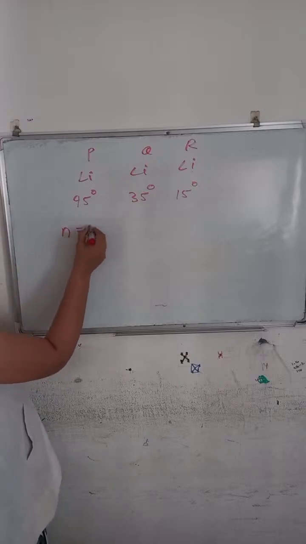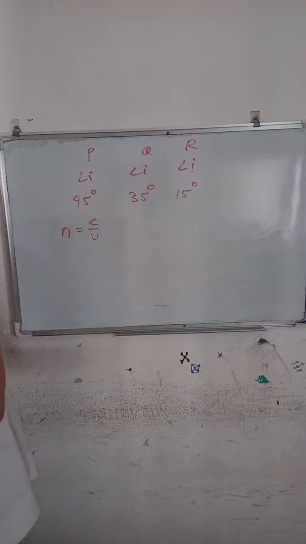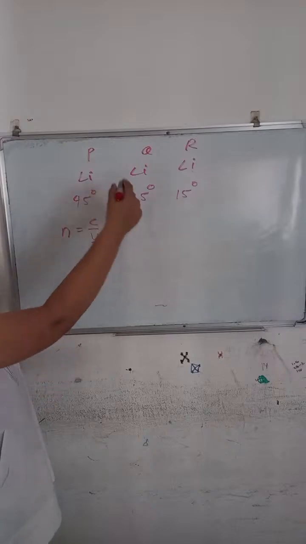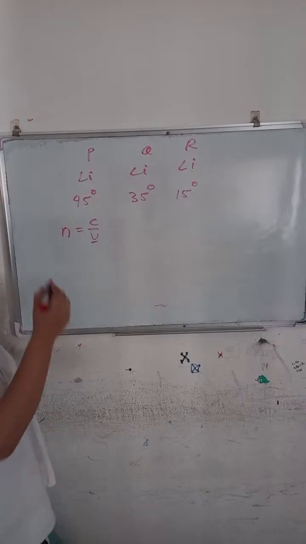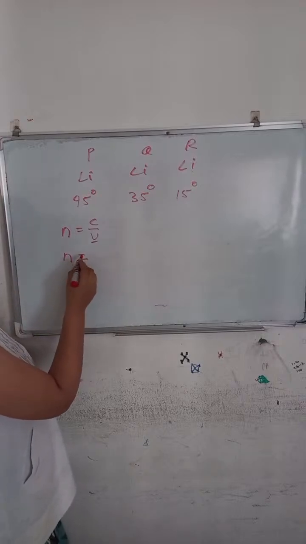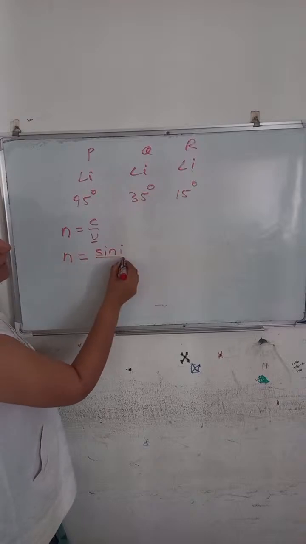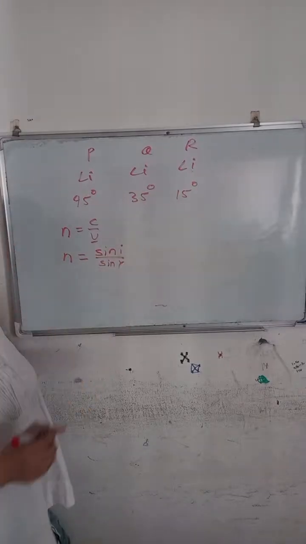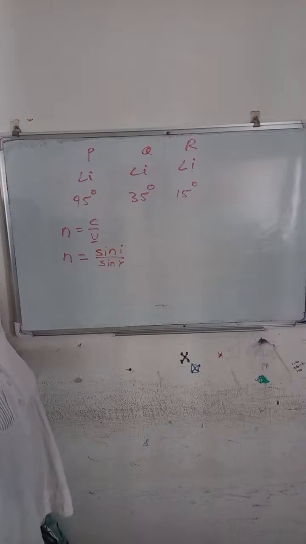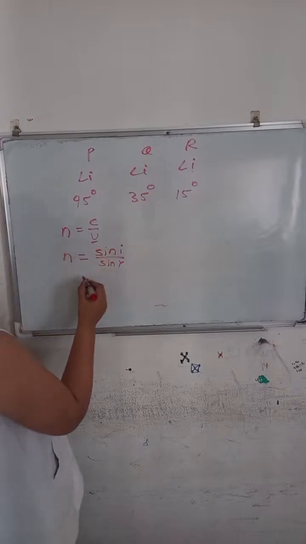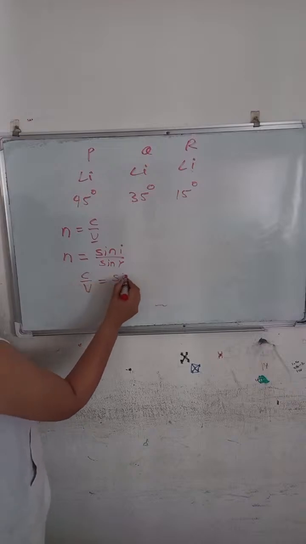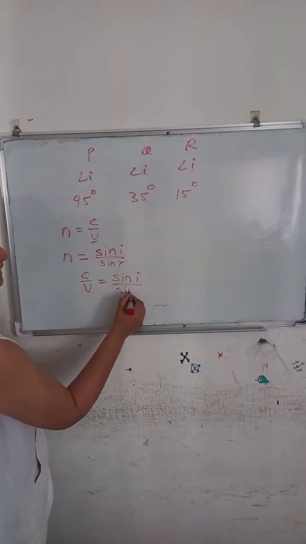I know n equals c by v, but the problem is that we can't relate it with the given angles. One more formula we have: the refractive index n is sine i by sine r. That is Snell's law. Don't take Snell's law lightly; 100% a question will come in the board exam. So can I write c by v equals sine i upon sine r.